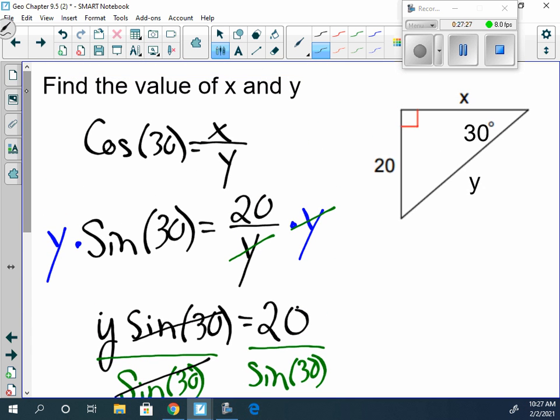Also, when we're looking at this here, x, y, and 20 are all what kind of measures? They are, starts with an L.